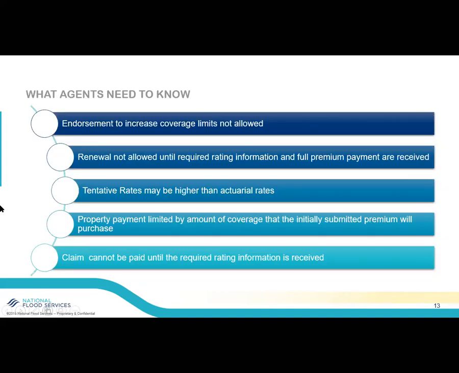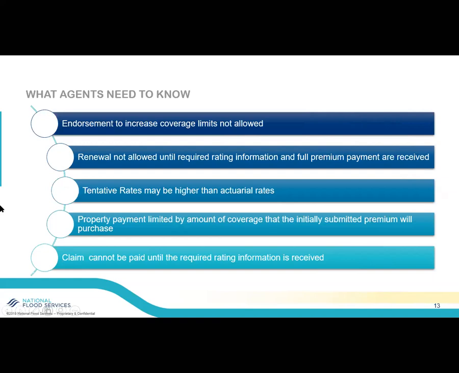Very similar items that you need to know as an agent that we talked about with our provisional rated policy. As we talk about with tentative rated policies, the premium is going to be calculated. The premium, once the underwriting information is not submitted, is going to be reduced, and an endorsement to increase that coverage is not going to be allowed until whatever underwriting information is needed is submitted. That policy cannot be renewed until the underwriting information is submitted and full premium is received, if enough is not submitted the first time.